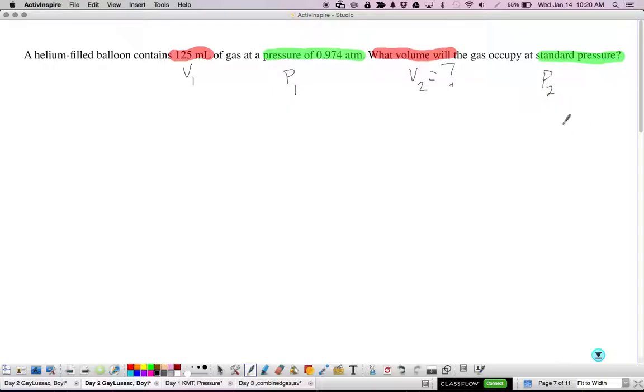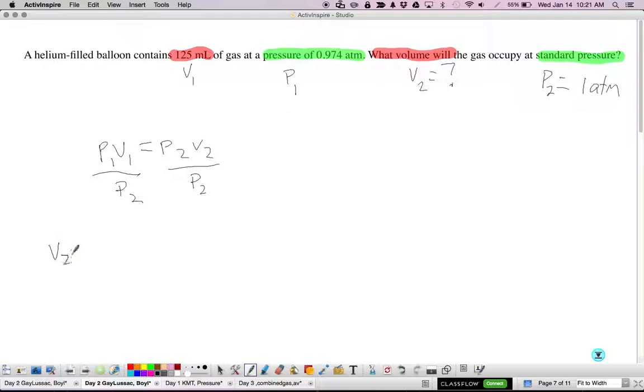Now, pause it and see if you can remember what standard pressure is. Standard pressure is 1 atmosphere of pressure. So I have P1 and V1 and P2 and V2. So I'm going to be using Boyle's Law. P1V1 equals P2V2. And I'm going to isolate the variable that I'm trying to solve for, which is V2. So I'm going to divide both sides by P2.